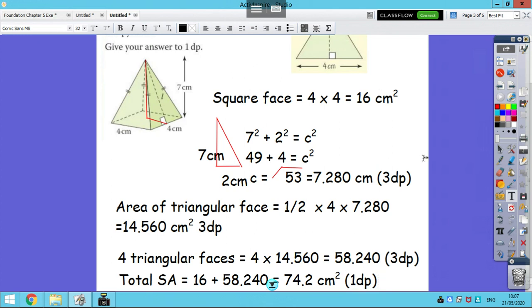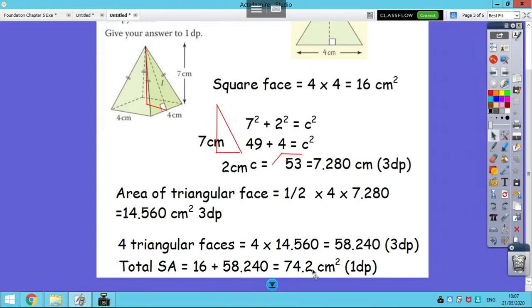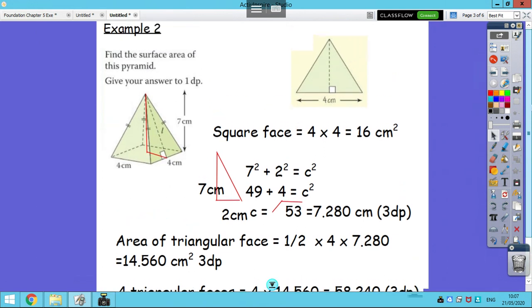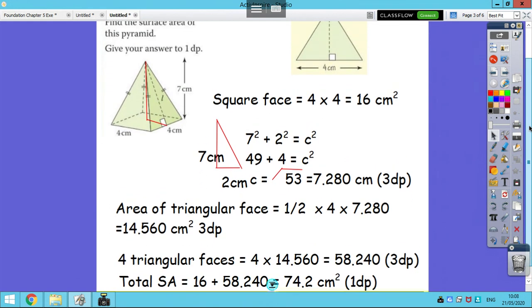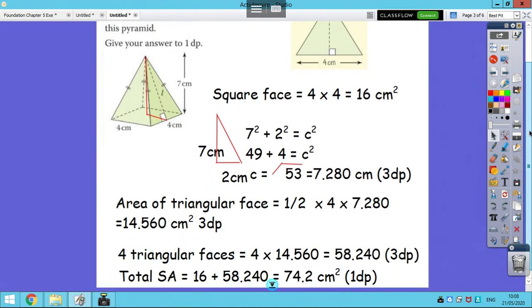So let me just talk through that again. We found the area of the square face. We didn't know the perpendicular height of the triangular face, so we had to find it using Pythagoras. We then needed to find the area of the triangular face, multiply it by 4 to find all 4 areas, add the 2 things together, so the area of the square face and the area of the 4 triangular faces, and round it to 1 decimal place at the end. Okay? If you need to go back, I was a bit flighty through that because of that stupid square root sign. So just bear in mind, take your time with this. Okay?